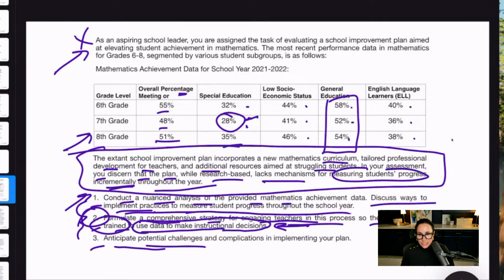But we still want to keep doing it, right? We still want to keep pushing it. So we want to close these gaps, and we want to use that language in our constructed response. All right. So I've got my map here.